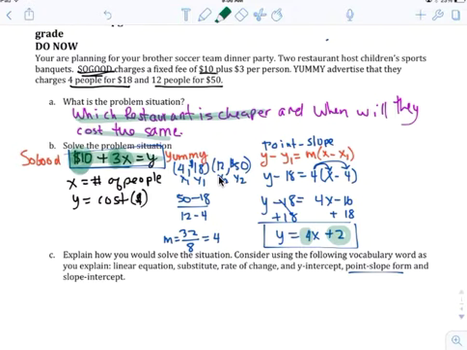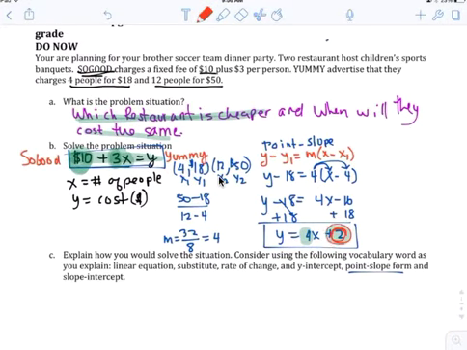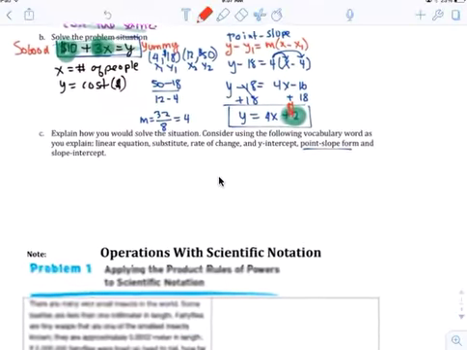Oh, so sorry. In the beginning, I said this wrong. In the beginning, Yummy is going to cost less because it only charges $2 compared to the $10 So Good is charging. But later, So Good's going to be cheaper because it costs less per person. We'll find out when that is by the break-even point.